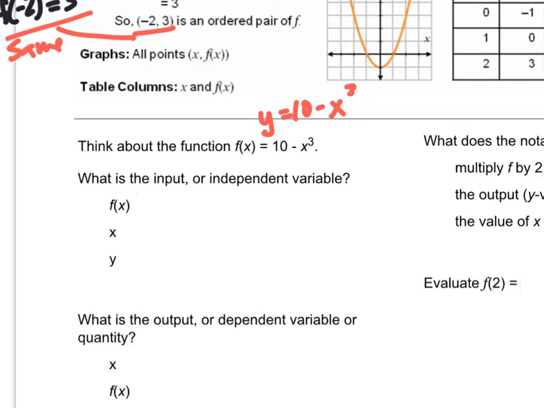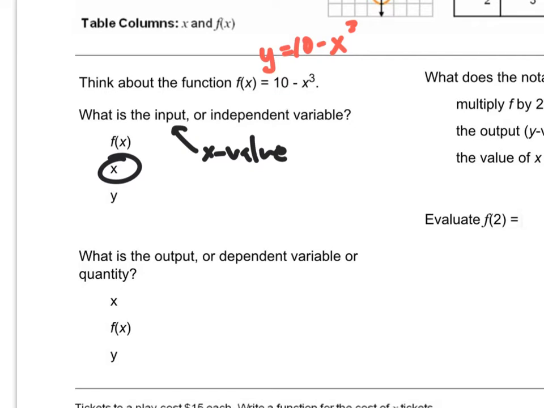And then it says this. What is the input? Well, what is another word for input? X. It's an x value. Okay? So what is your input? This is your x value. All right, boom, that's it. Okay, what is the output or dependent variable? What does it mean when you say output? That's your y value, good. All right, well, according to this, okay, what is my y value?